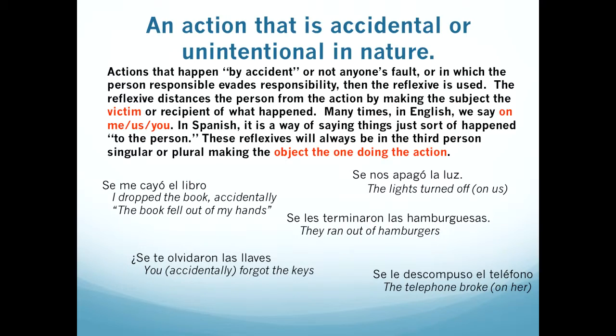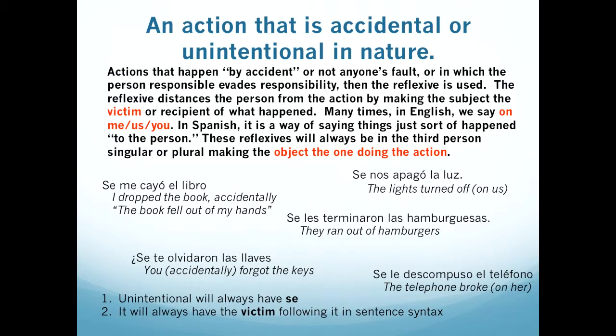Se les terminaron las hamburguesas. They ran out of hamburgers. Las hamburguesas is the subject. Therefore, se terminaron is plural. And who's the one affected? Les, they. Unintentional will always have se, and then it will always have the victim following it in the sentence syntax.